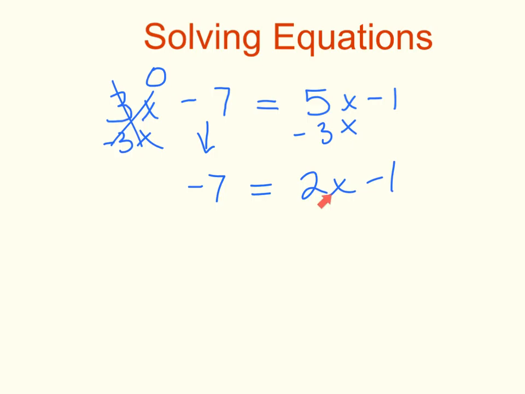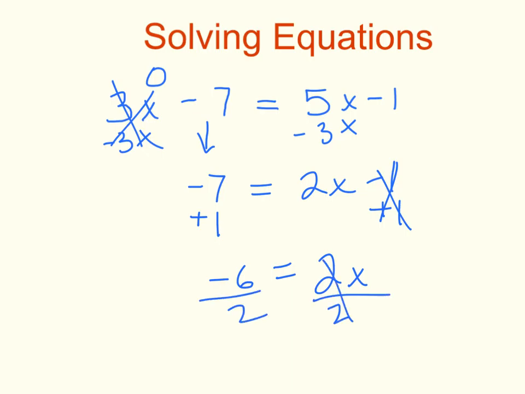And now again, I want to get this x by itself, so we're going to get rid of this. To get rid of the minus 1, I'm going to add 1, and I'm going to do that to this side. So that cancels out. I'm left with 2x over here, and this is going to equal negative 7 plus 1, which is negative 6. Then I'm going to divide both sides by 2. And that leaves me with x equals negative 3.